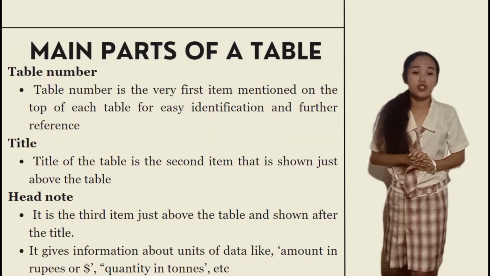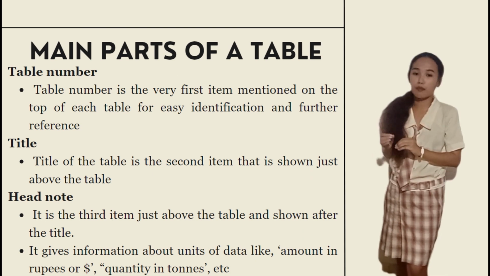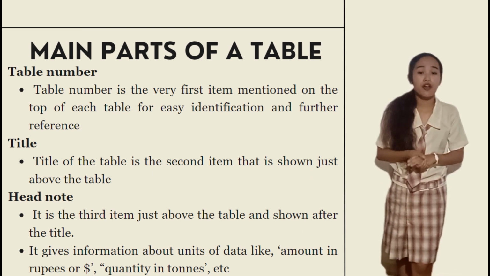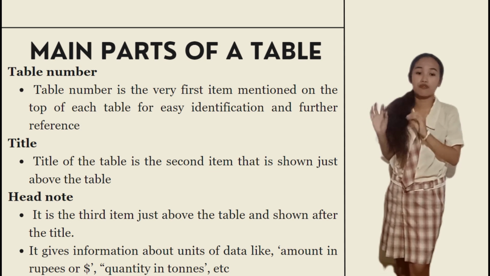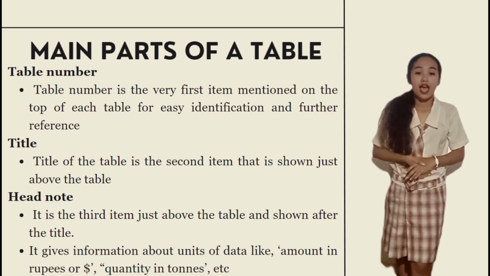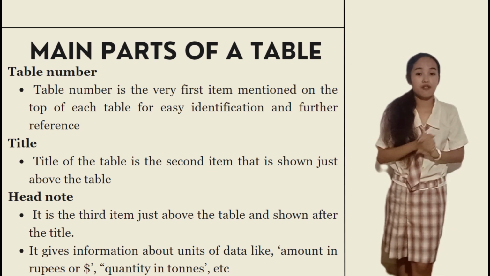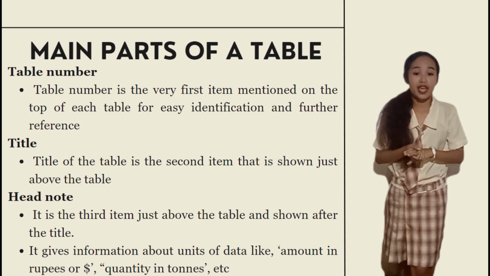Now let's move on to the main parts of a table. The first one is the table number. The table number is the very first item, mentioned at the top of the table for easy identification and further reference. Next is the title. The title of the table is the second item, shown above the table.